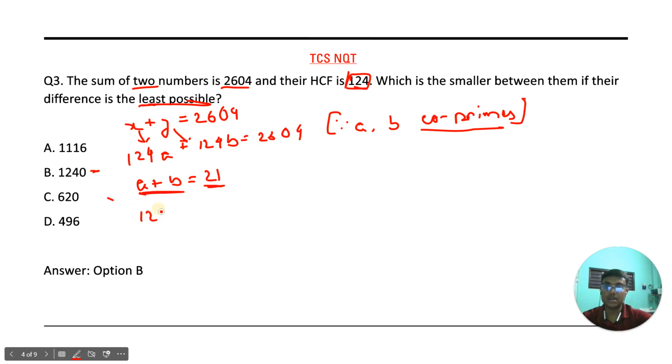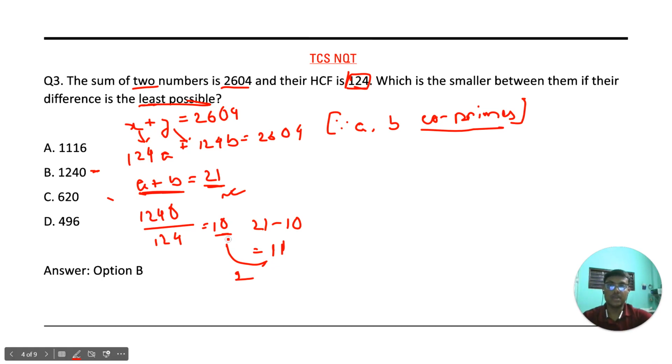So the co-prime can be calculated by dividing 1240 by 124, which comes out to be 10. And from this sum, we can get that if one number is 10, the other number will be 21 minus 10, which is equal to 11. From here, clearly we can see that the difference between the two numbers is 1. And as the sum is 21, there's no other possibility of getting any number that has the difference lesser than these two. So any other combination would not give us the difference lesser than this.